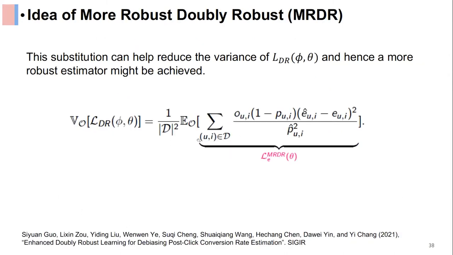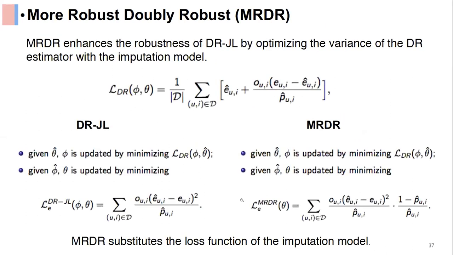The idea is that this substitution can reduce the variance of the DR estimator, and hence a more robust estimator may be achieved. Formally, it can be formulated as the following equation. We compute the variance of the DR loss function with respect to O, and we can see that the variance is exactly the form of the loss function used to train the error imputation model.